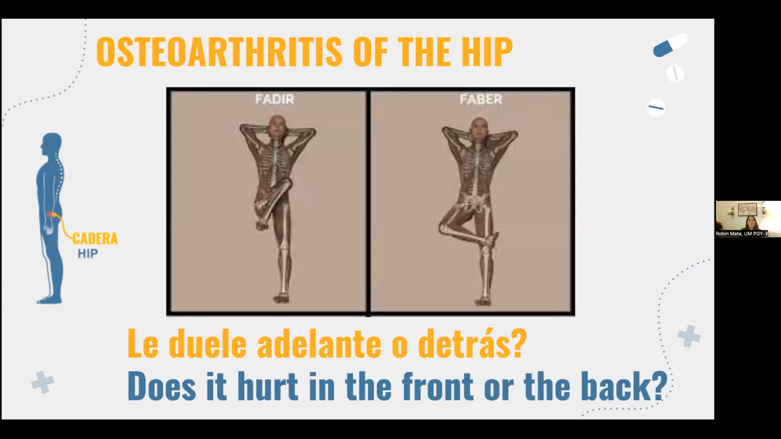So Fadir is definitely more sensitive because that's more pain with internal rotation. So both of these tests, figure 4 and then crossing the 4 over the leg. Only thing you need to know is le duele adelante o detrás. So hurting in the front or in the back.